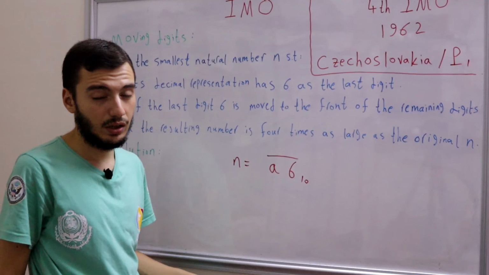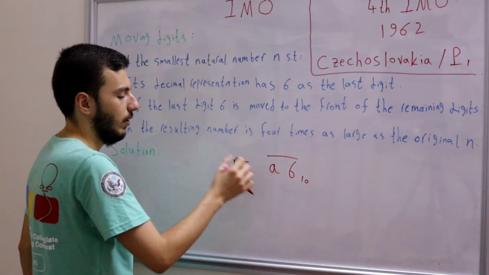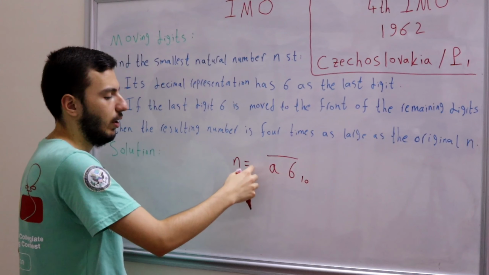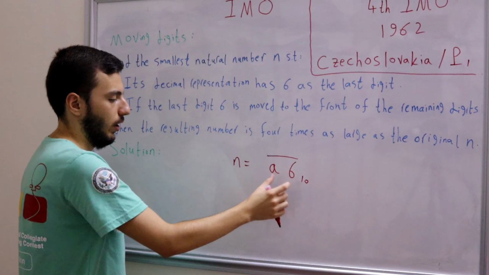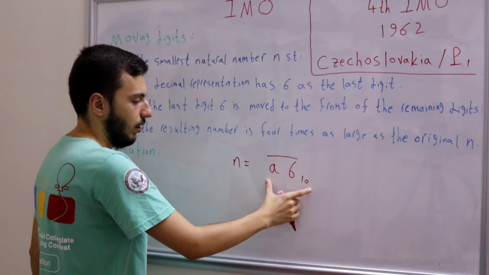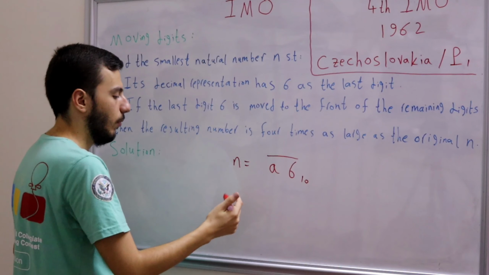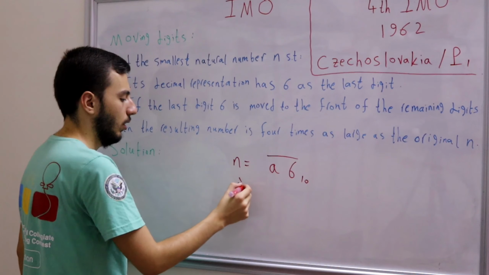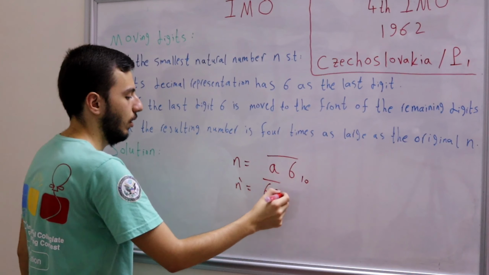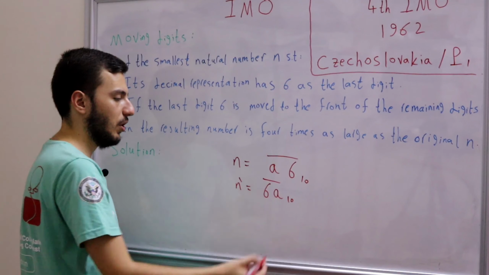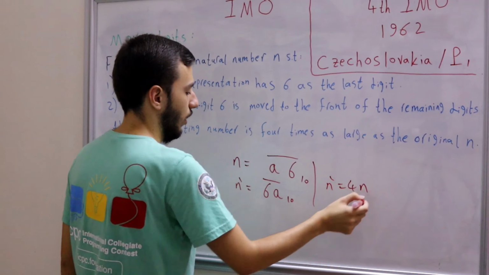As mentioned, a is not a digit, so this is not really formal; a is just the other digits. Let's say a1, a2, up to ak. So n is this thing. When we do this process, it becomes the following; let's call it n prime. And what we know here is that n prime is equal to 4 times n.